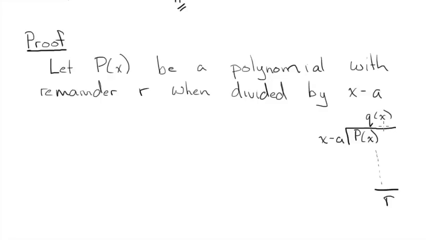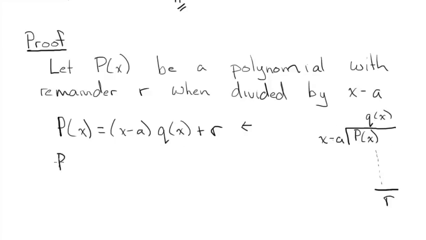I didn't put actual numbers in, but that's what would happen. Your q at x would be your quotient, your r would be your remainder, your p at x would be your dividend, and your x minus a is your divisor. So let's write it like this. Remember, that means that p at x is equal to x minus a times q at x plus your remainder. This is basically a division statement. If this is what you get, then this will always be true.